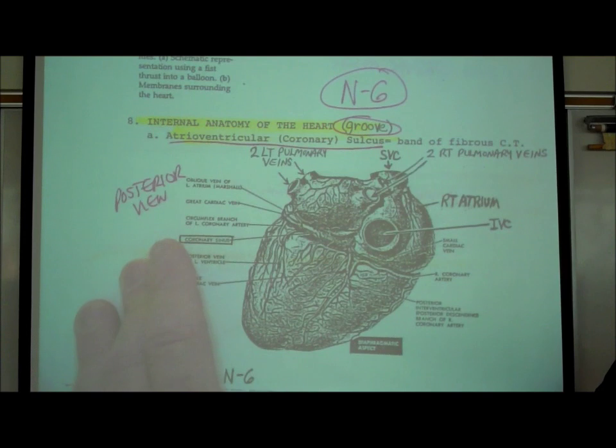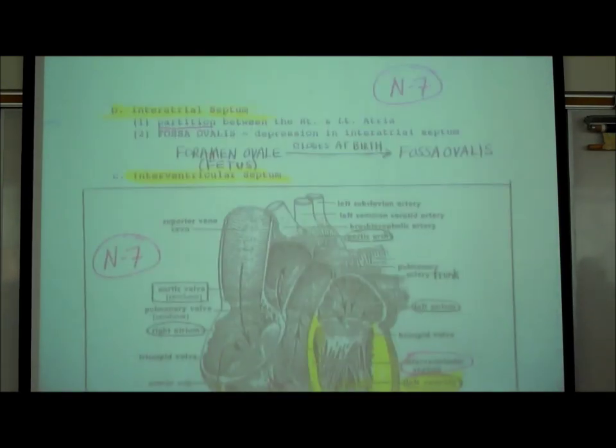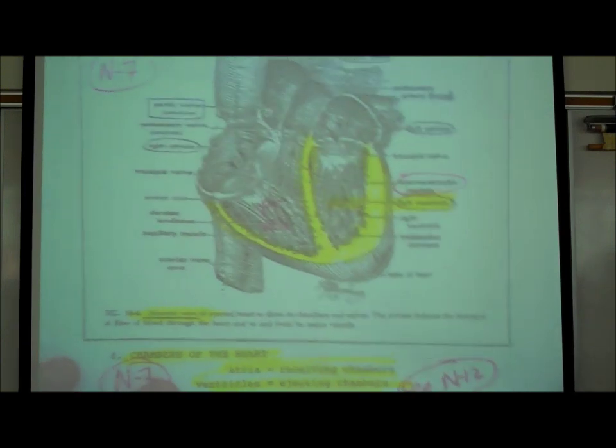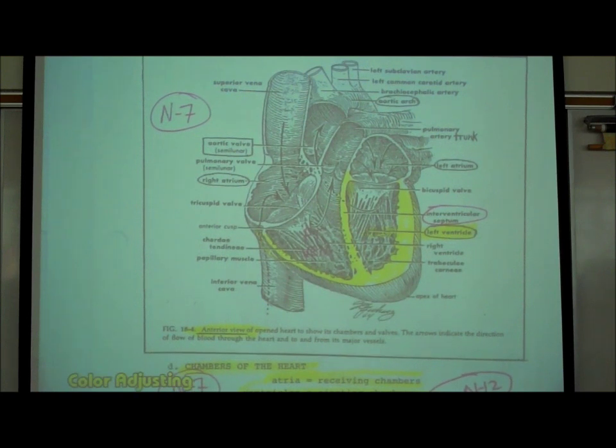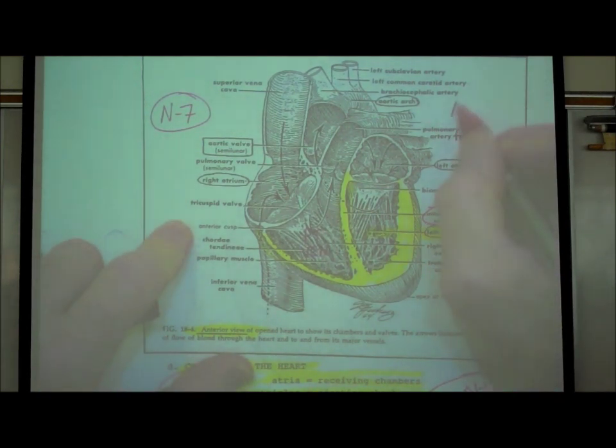If we look on page N7, at the top, let's look at this picture on N7. It shows a cutaway view of the heart viewed from the front or anterior side. So let's make a note. This is the anterior or front side. Anterior means front.